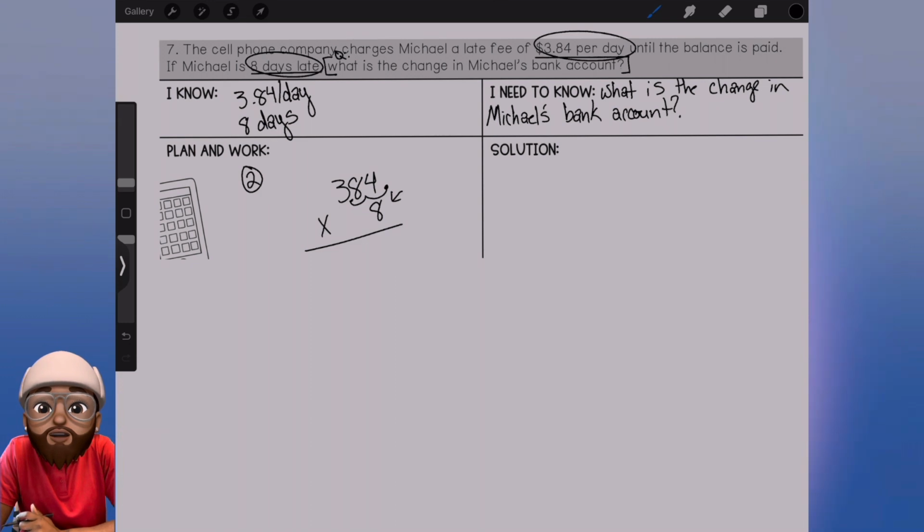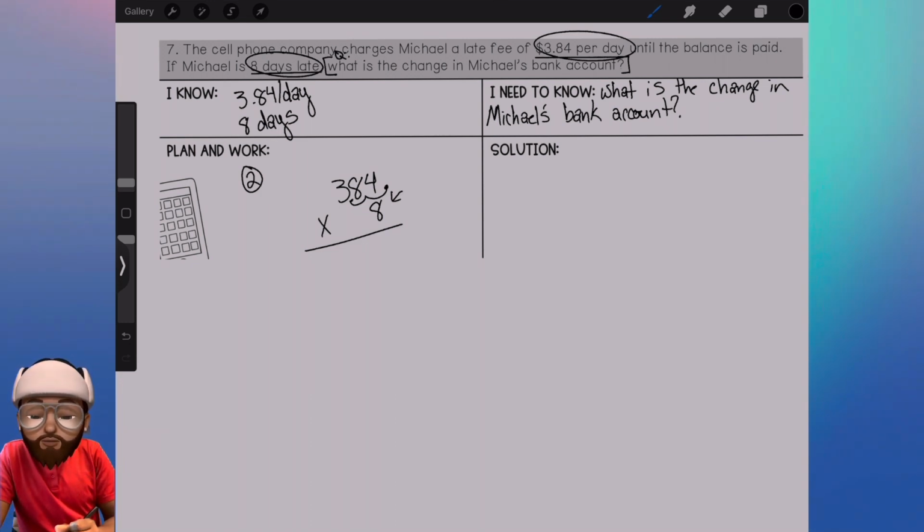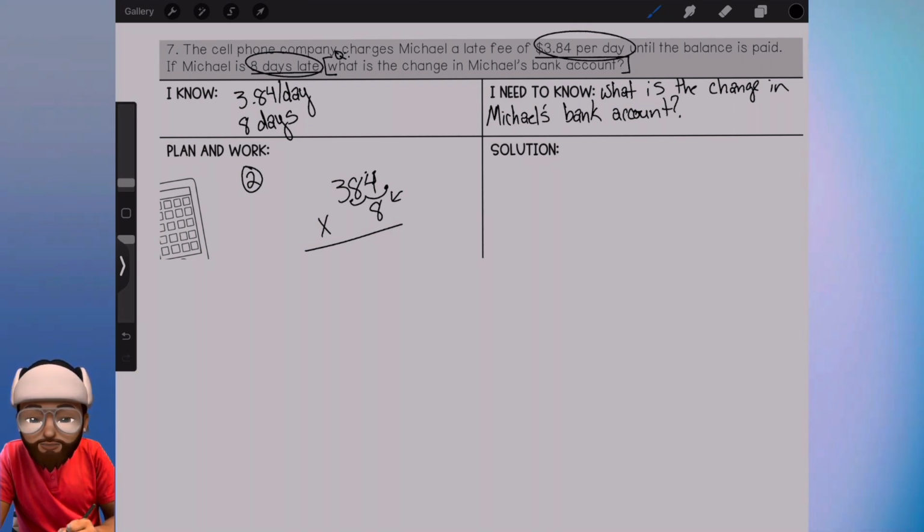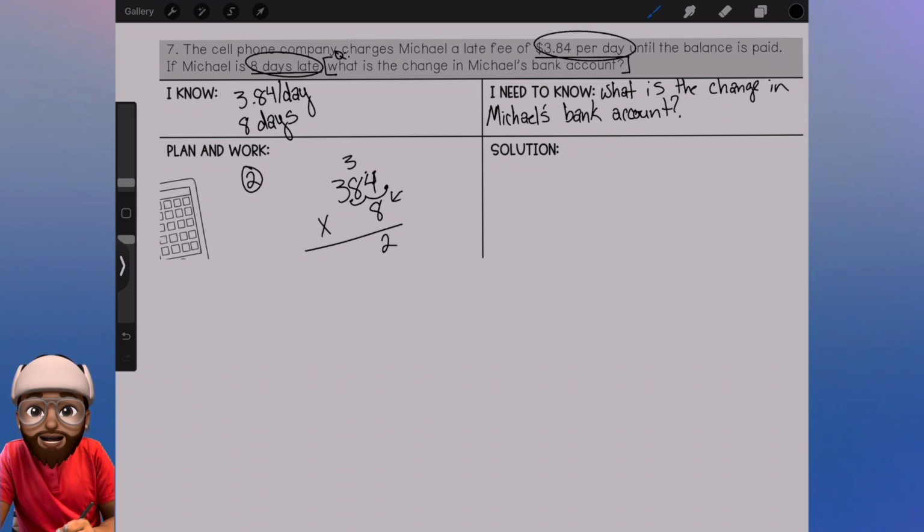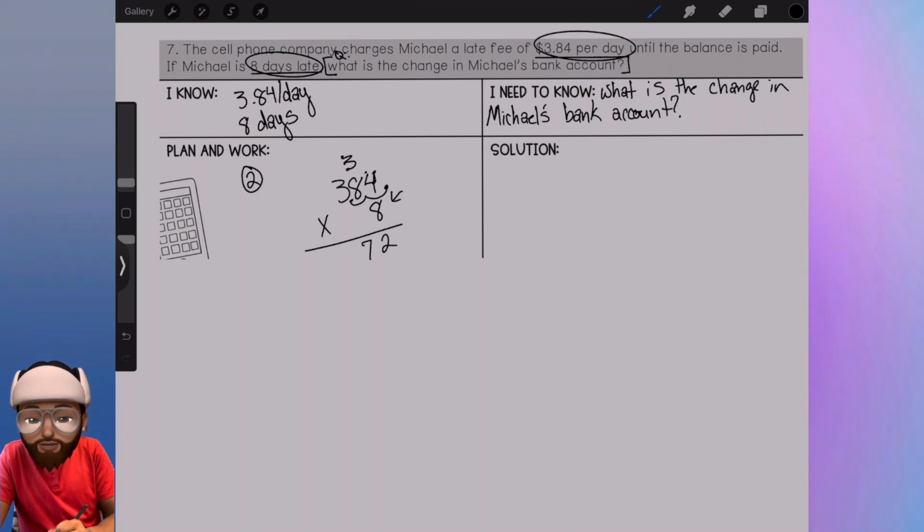So now that both of these are integers, let's go ahead and do the math. 8 times 4, that's 32. Put the 3 up there. 8 times 8 is 64. Plus 3 is 67. And 8 times 3 is 24. And plus 6 will be 30.